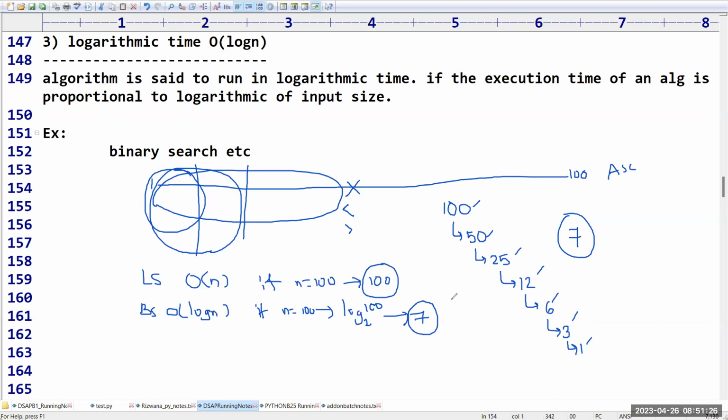Binary search is best when the input size is very large. Remember this point also. It depends on input size only. If the input size is very large, then you have to use binary search.